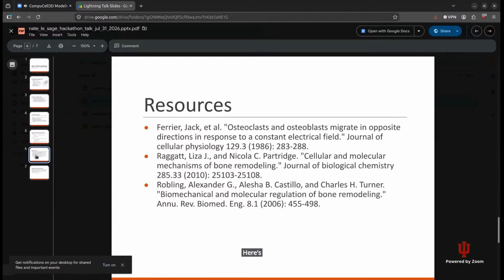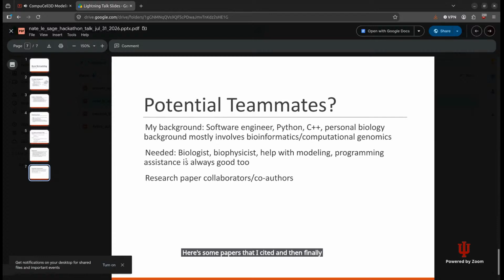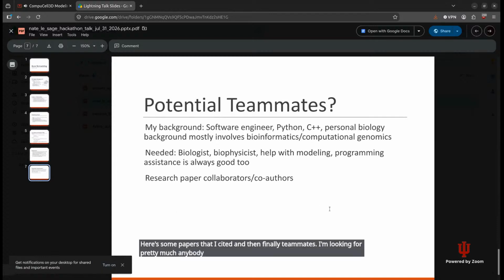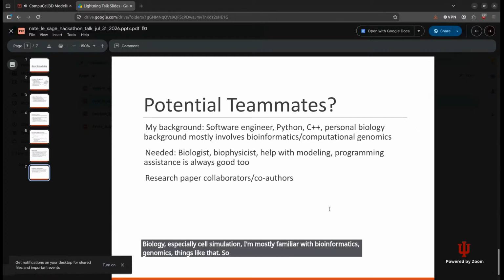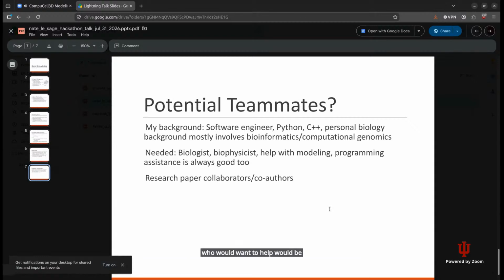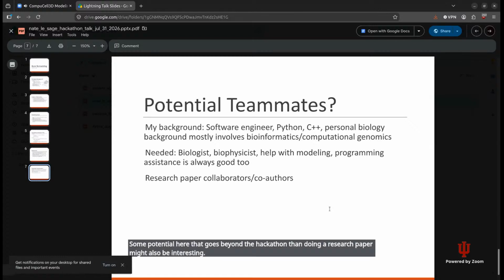Here are some papers that I cited. And then finally, teammates. I'm looking for pretty much anybody. I don't have a big background in biology, especially cell simulation. I'm mostly familiar with bioinformatics, genomics, things like that. So pretty much anybody who would want to help would be welcome. And if there's some potential here that goes beyond the hackathon, then doing a research paper might also be interesting. And so that's pretty much it.